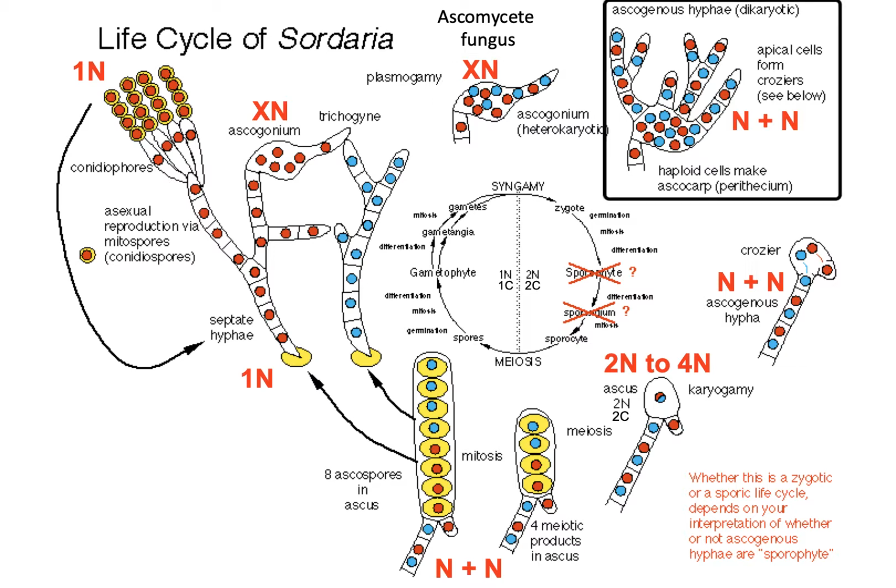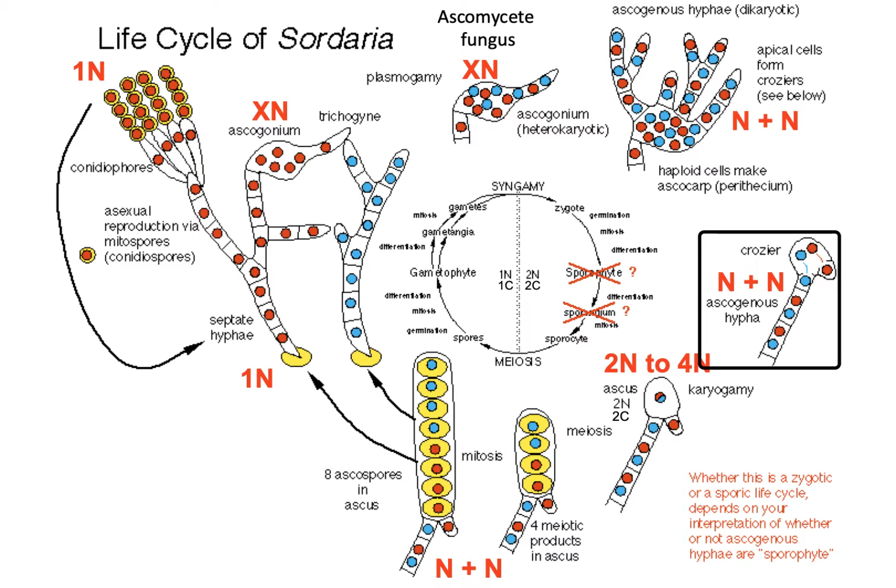At some point in time, then you start getting this budding off. You get cell division, where each cell actually then has one of each of the different types of nuclei. And it's amazing that they can actually do this, but then you have these N plus N or dikaryotic cells coming out of this ascogonium.